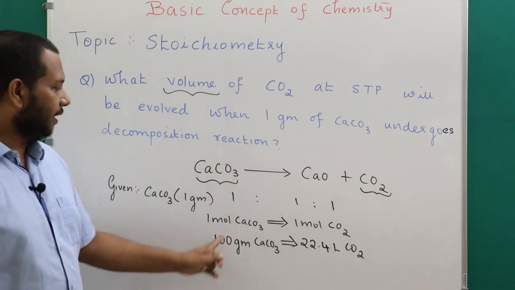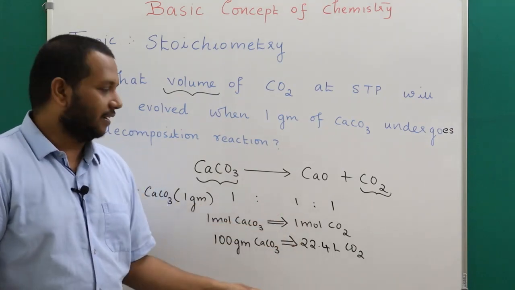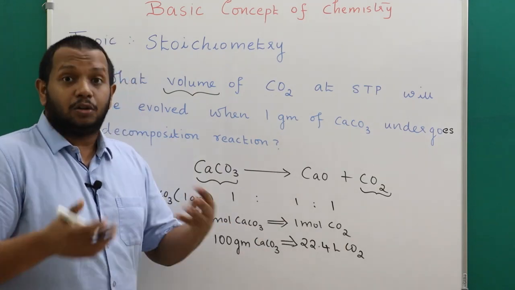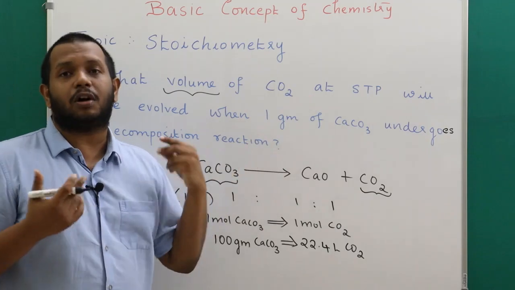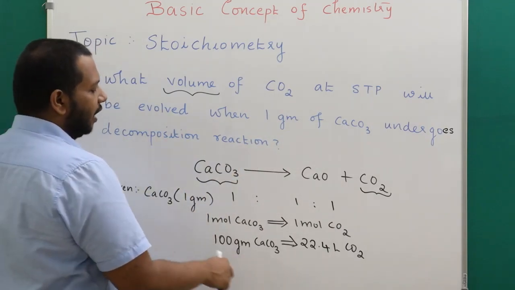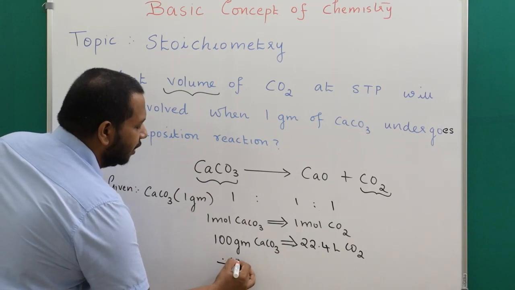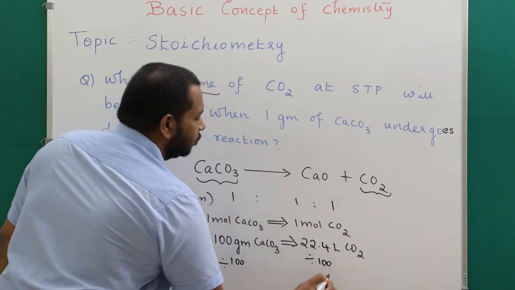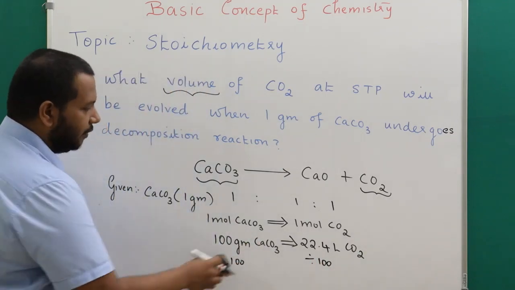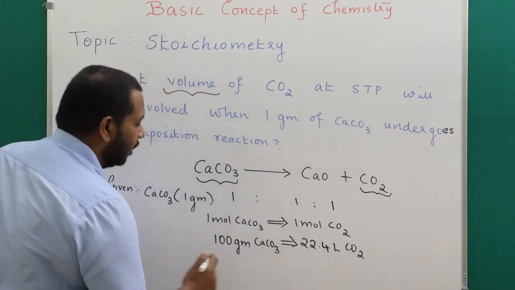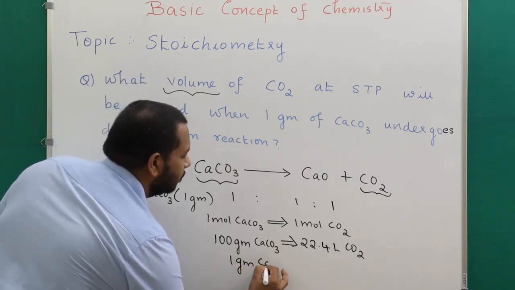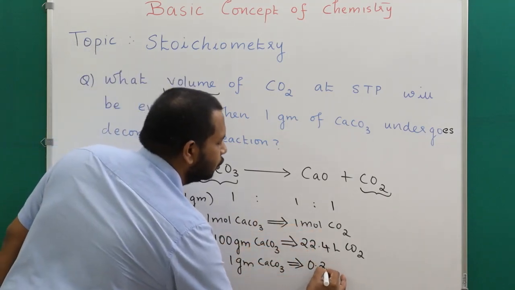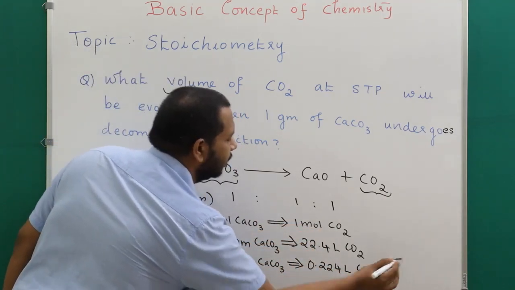That's it. But in terms of 1 mole, whether I have got the answer? Now I know 1 mole, that is 100 gram, can give you 22.4 liter of carbon dioxide. To me the question is, 1 gram can give you how much? So now tell me how to convert 100 gram to 1 gram. Divide by 100, and when you divide here by 100, divide here also by 100. So I will get the answer. When you divide on both sides, 1 gram calcium carbonate will give you 0.224 liter carbon dioxide at STP.